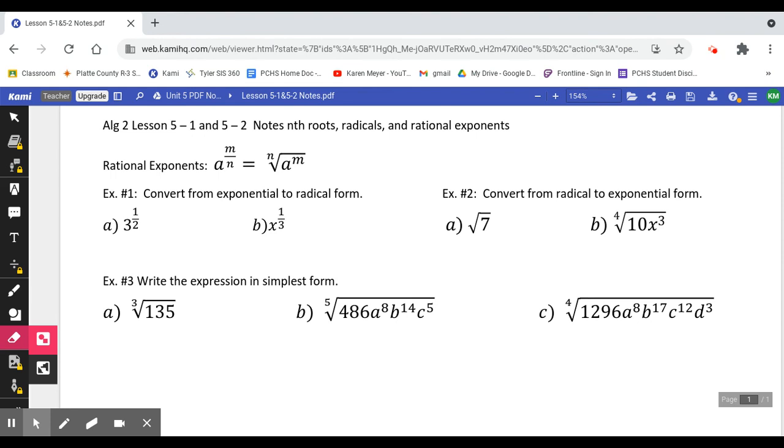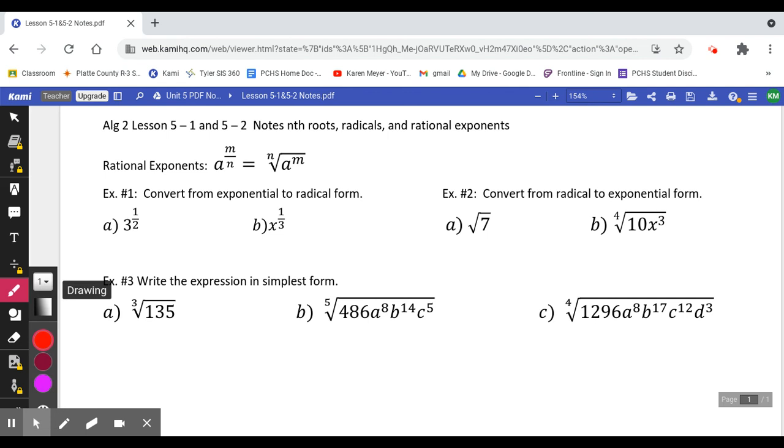Today we're going to be talking about radicals, and we're going to be talking about rational exponents and roots. So our first little definition we have here talks about how you can go from a rational exponent into a root, or you can also read it backwards and go from a root to a rational exponent.